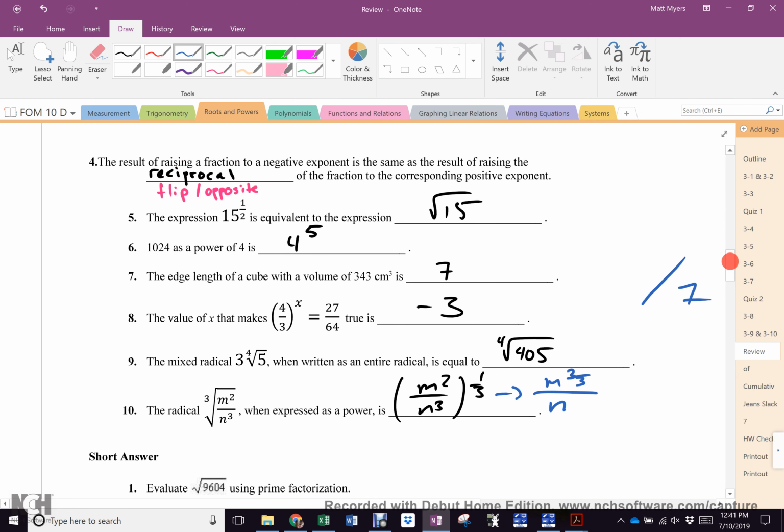Any questions so far? Going once? Madeline. Number 8. Okay, well, 3 cubed is 27, yes? But it needed to be up there. 4 cubed is 64. So what would flip that 3 and the 4 if x was negative 3?